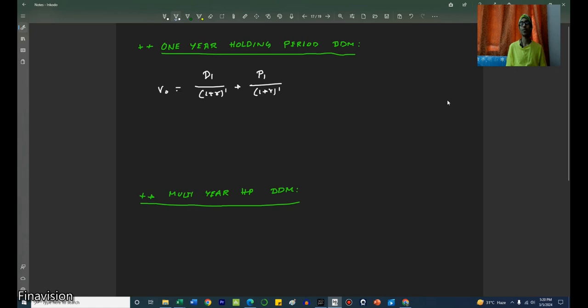This becomes your V0, that is value at time 0 or intrinsic value at time 0 when you are using the DDM model. D1 is basically the dividend you are expecting in this 1 year holding period. P1 is at t equals 1. This is going to be the price at which you are going to sell this investment, right? So this becomes your value at the current t equals 0. This is your formula for the 1 year holding period DDM model.